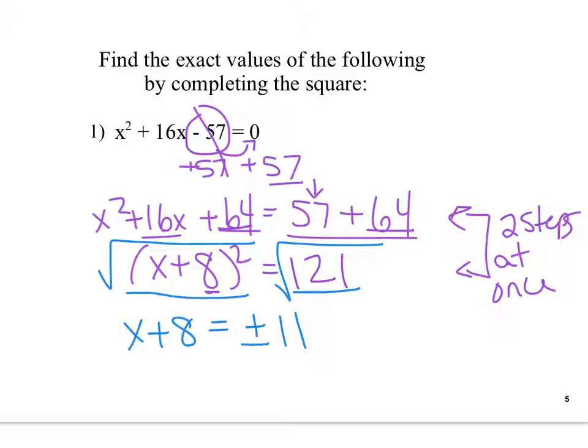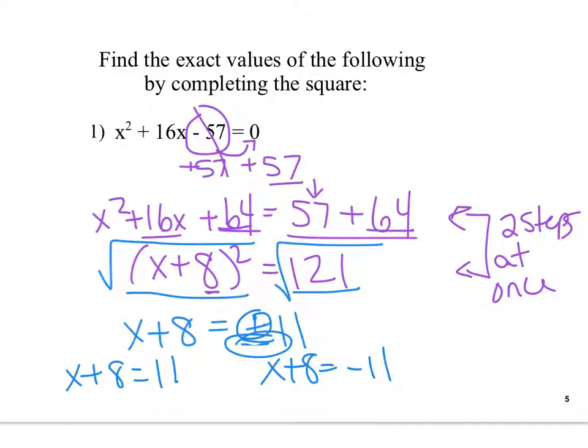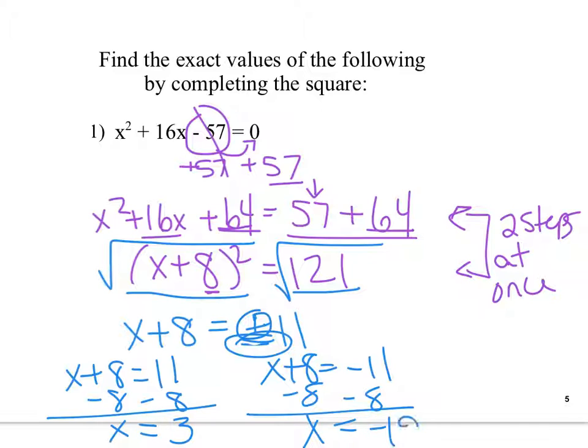Remember this plus or minus here. This means we have two equations. So it's x plus 8 equals the positive 11, and x plus 8 equals the negative 11. A lot like absolute value if you think about it, but it's not. So x equals 3, and x equals negative 19. I know it seems like a lot right now. We'll do a couple more examples to get you set, but once you get this process, divide by 2 and then square, it's really not hard.